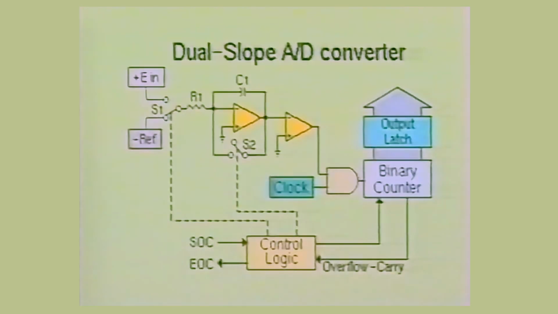The major disadvantage of the dual-slope converter is the extended period of time required to make a conversion. The dual-slope converter may require more than 50 milliseconds to translate a high input voltage. Next, we shall examine the parallel analog-to-digital converter design.